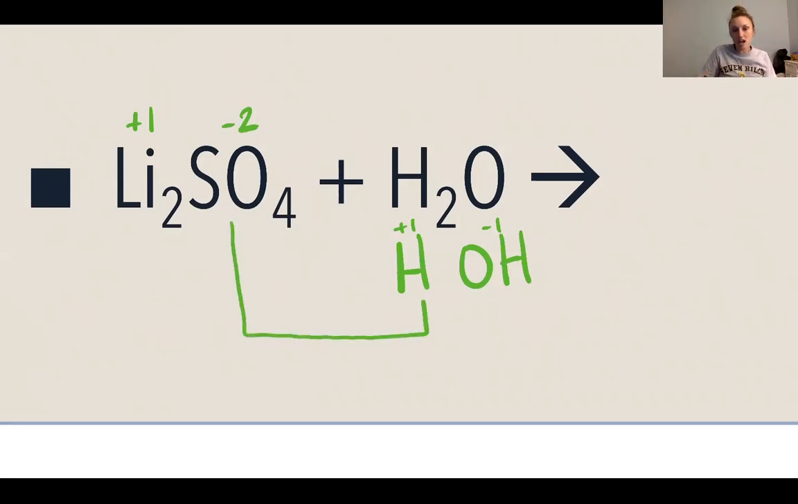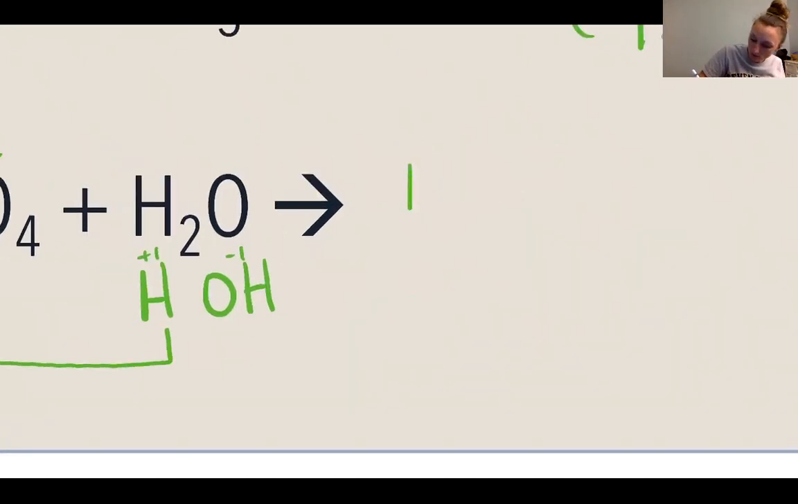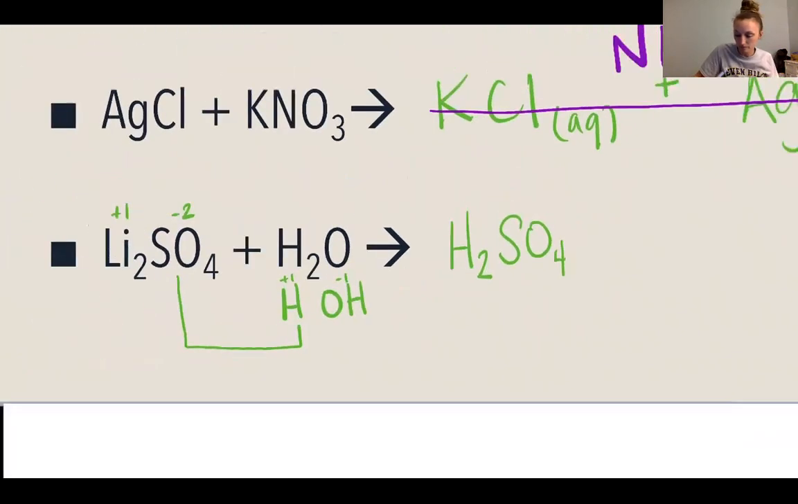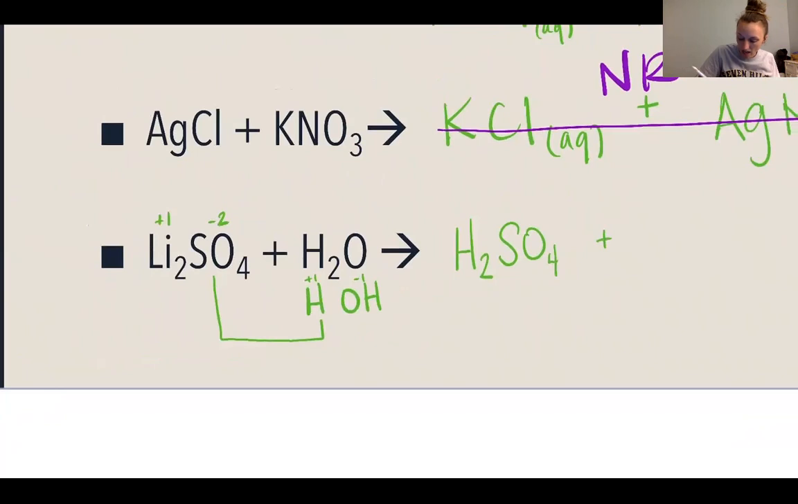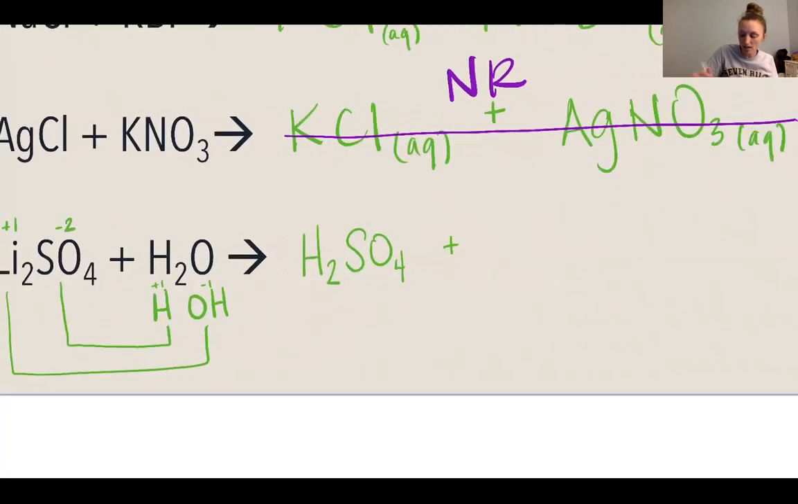Hydrogen is going to end up paired with sulfate. Sulfate has a charge of -2, hydrogen has a charge of +1. So my formula for that is going to be H2SO4. And then lithium is going to end up with hydroxide. Lithium's +1, hydroxide's -1. So LiOH.